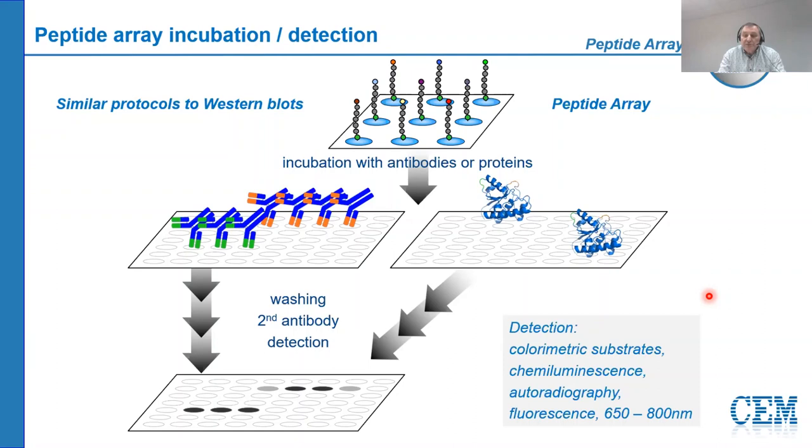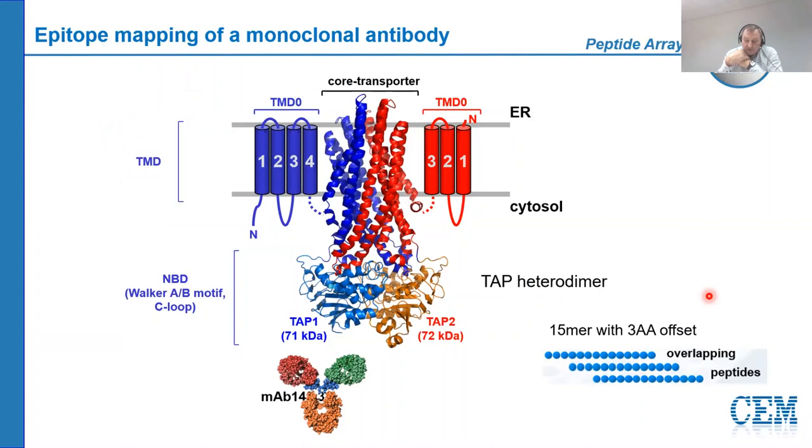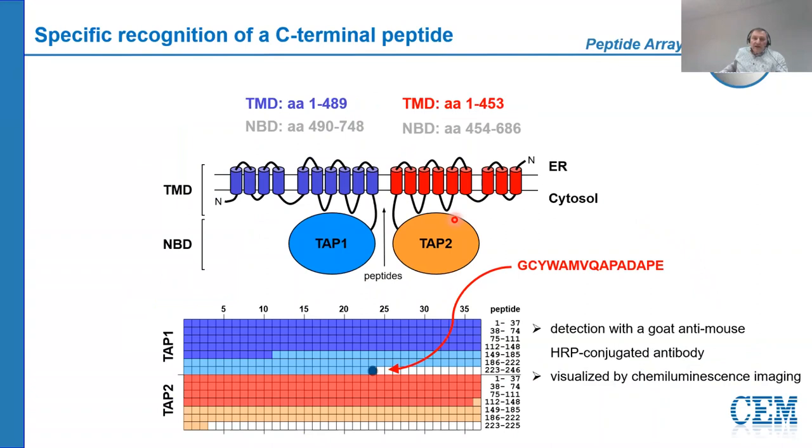Epitope mapping is a very essential tool to understand and develop therapeutic antibodies. And I will give you my textbook example for this one. To map the epitope of a monoclonal antibody, they used an array of overlapping peptides, 15-mers, with a frame shift of 3, covering the whole range of TAP1 and TAP2. And the astonishing part was, when you look at the schematics of TAP1 and TAP2, only on the C-terminal part of TAP1 we found the activity, in a 15-mer peptide.